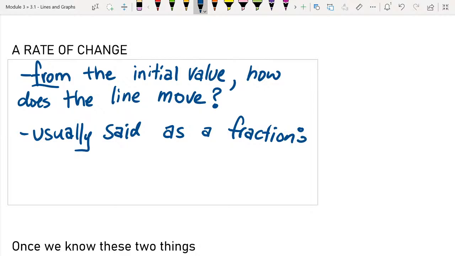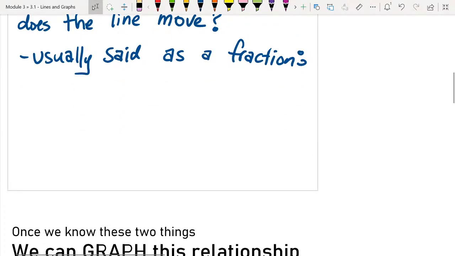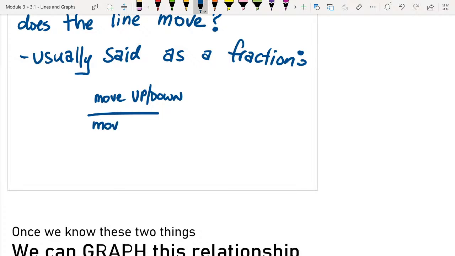And that fraction, we usually show it like this. We basically say, okay, on the top we're going to move up or down. So we'd say from the starting point, move up or down this much, and then move, what's the other way we have to move? We have to move up and down, and we have to move? Bingo. And if up and down goes on the top, we're going to put left and right on the bottom. And that is how we put a rate of change. And I'm just going to put ROC. It's a fraction.